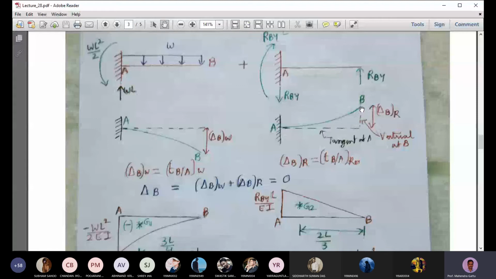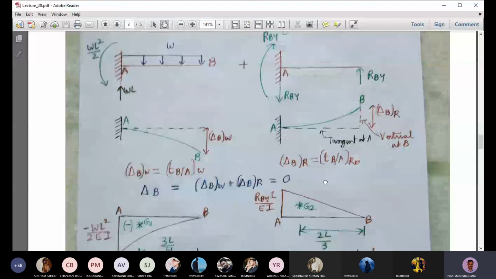Similarly, we want to find the deflection here. So we draw a tangent at A, and from B we draw a vertical line, and we want to find delta B, the deviation of B with respect to the tangent drawn at A. We are classifying it as R_BY, that is the second part. This loading.